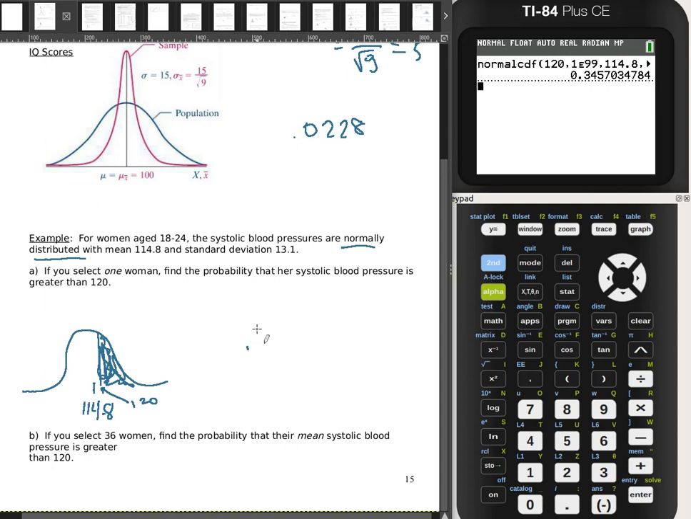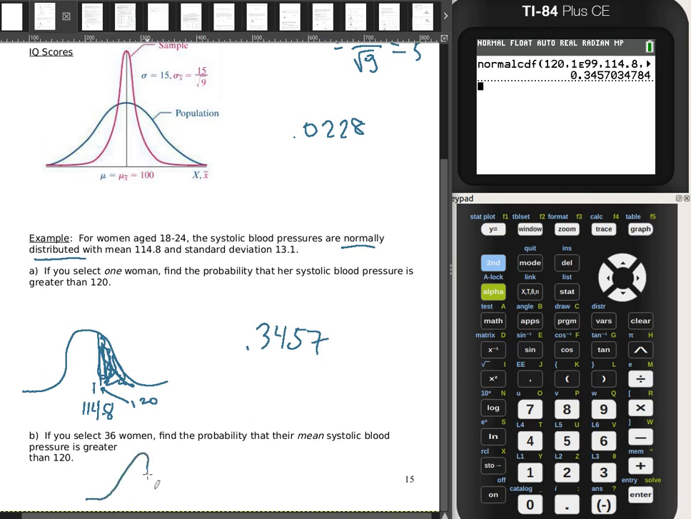It's really semi-likely. It depends what you're calling likely. It's definitely not unusual to have this happen. 0.3457 is what we get there. Now what about, though, for example, you select 36 women. You're taking a sample now, and then you find the mean of the sample. What's the probability that that's greater than 120?